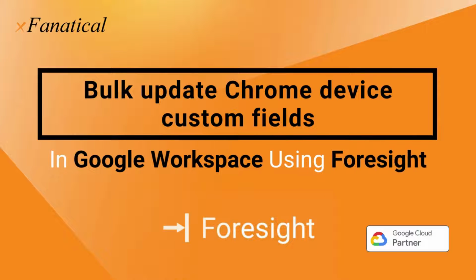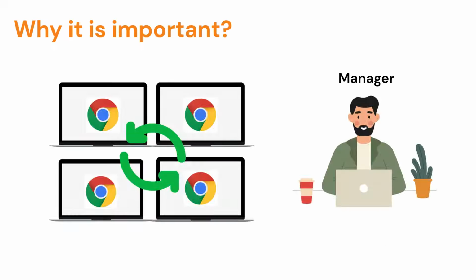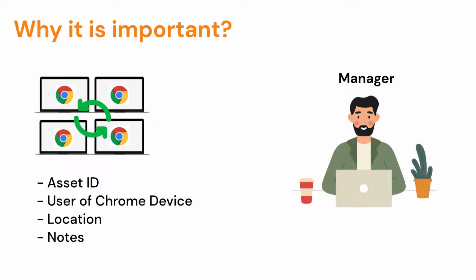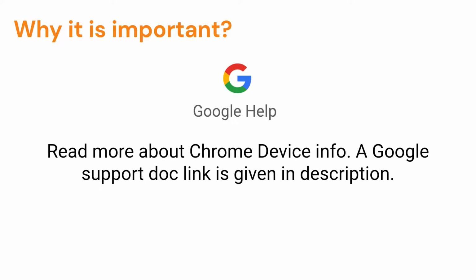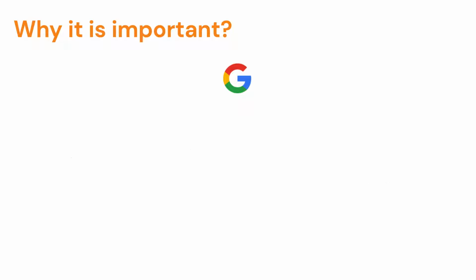In this short video, I will demonstrate how you can bulk update Chrome devices' custom fields in Google Workspace using xFanatical Foresight. There are often times when a manager needs to bulk update Chrome devices' fields. For example, Asset ID, the user of the Chrome devices, location, or notes. There is a link given in the description that explains the meaning of all these fields.